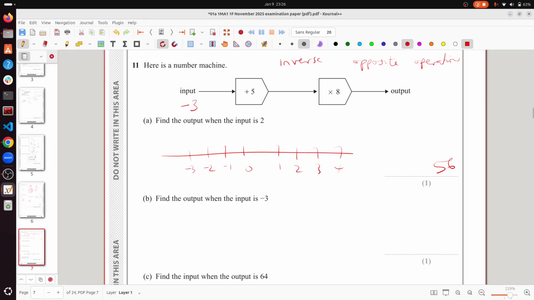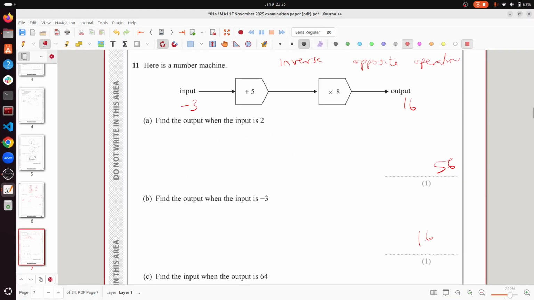So from minus 3, they want us to add 5 to it. So I'm going to go to my right 5 places: 1, 2, 3, 4, 5. So that gives me 2. And then 2 times by 8 gives me an output of 16. So that's how we've got into that.